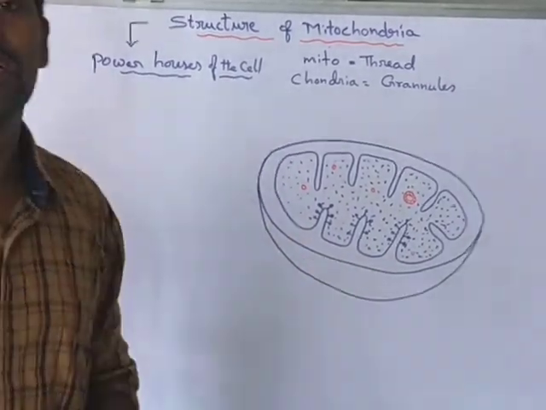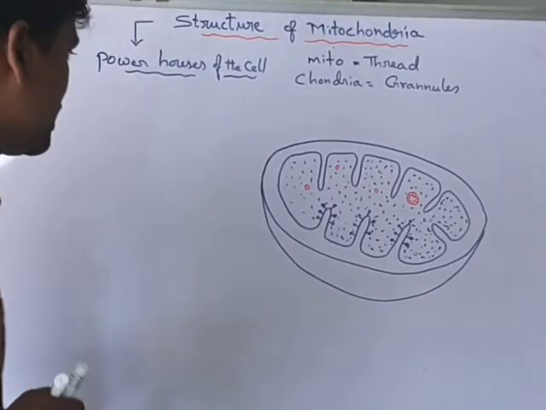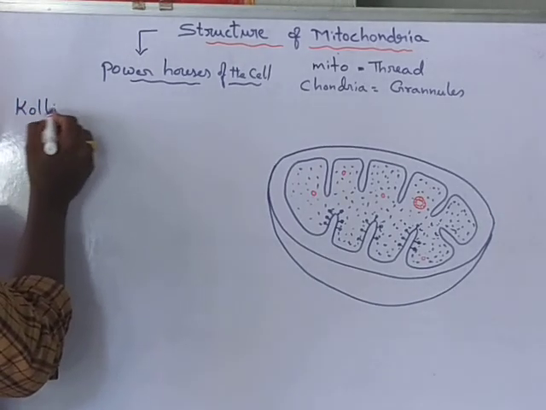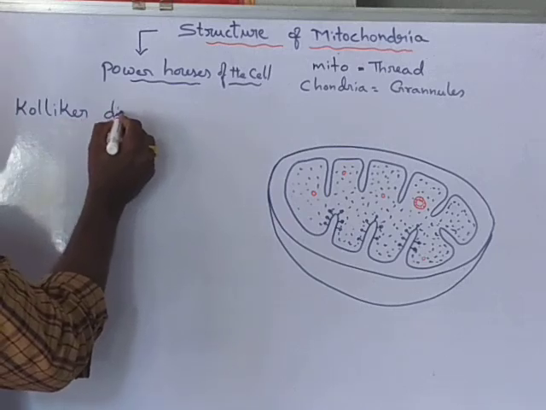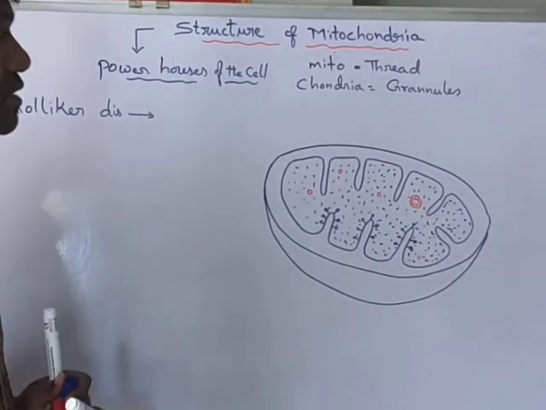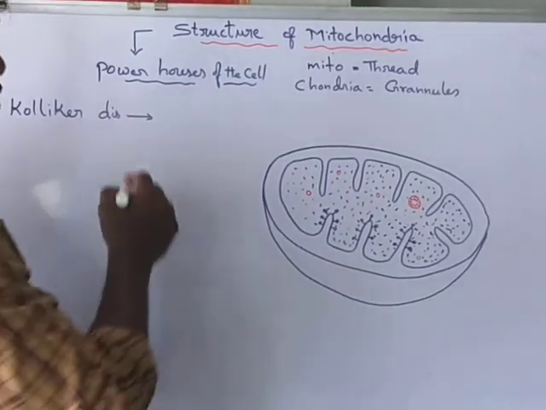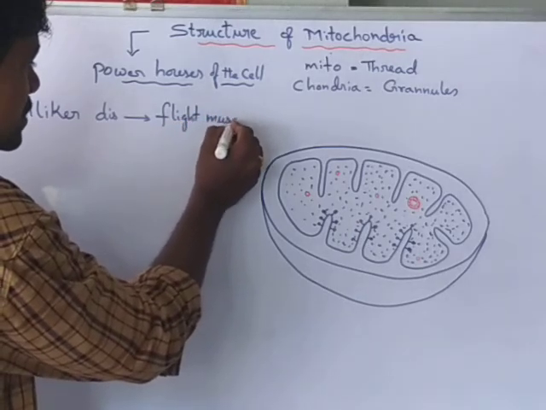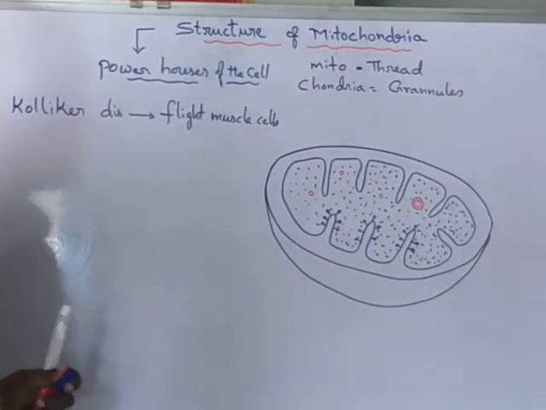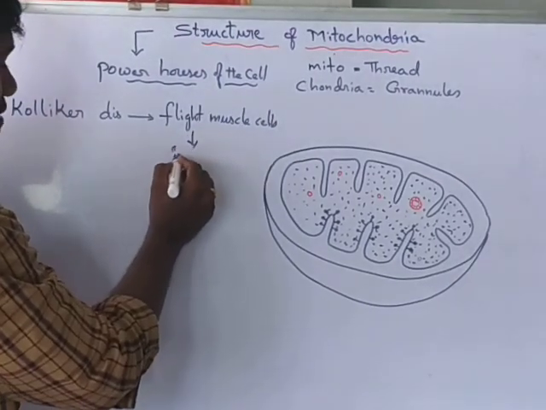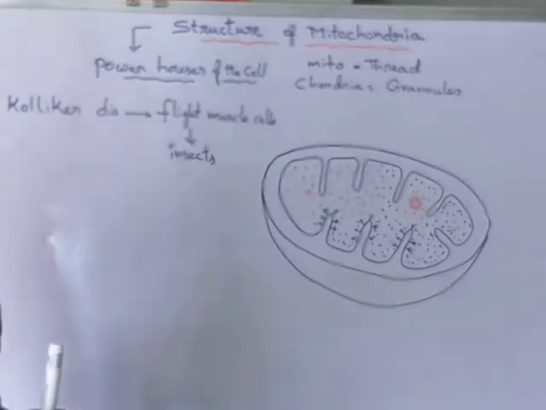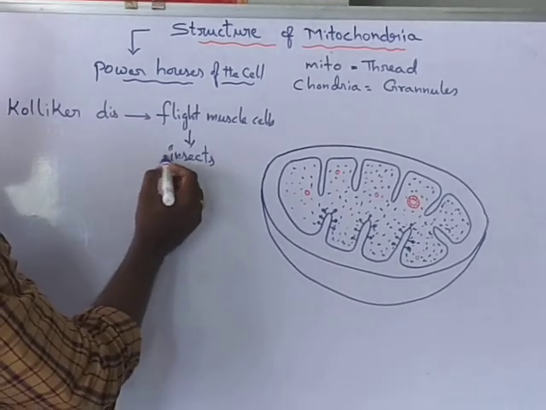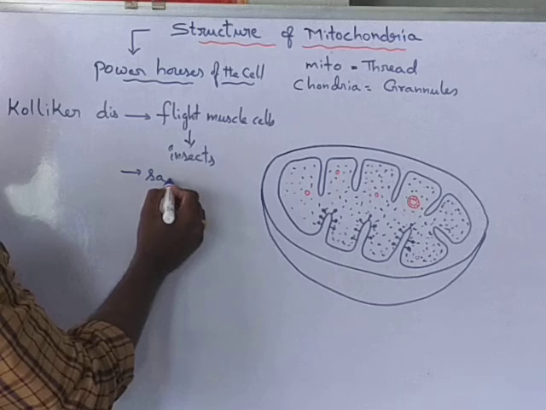Right. First we know the history of the mitochondria. The first scientist, Kolliker, observed this structure in the flight muscle cells of insects, and he named them sarcosomes.